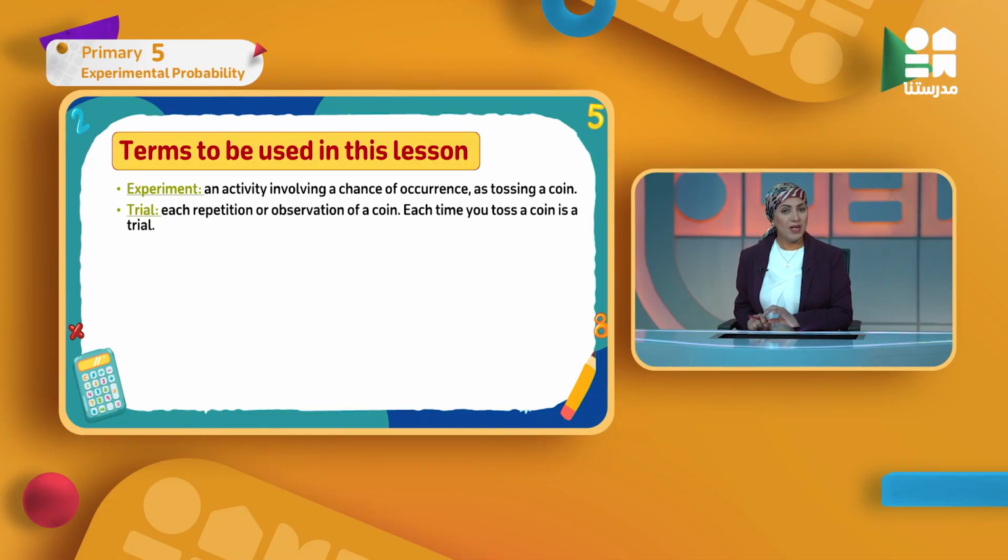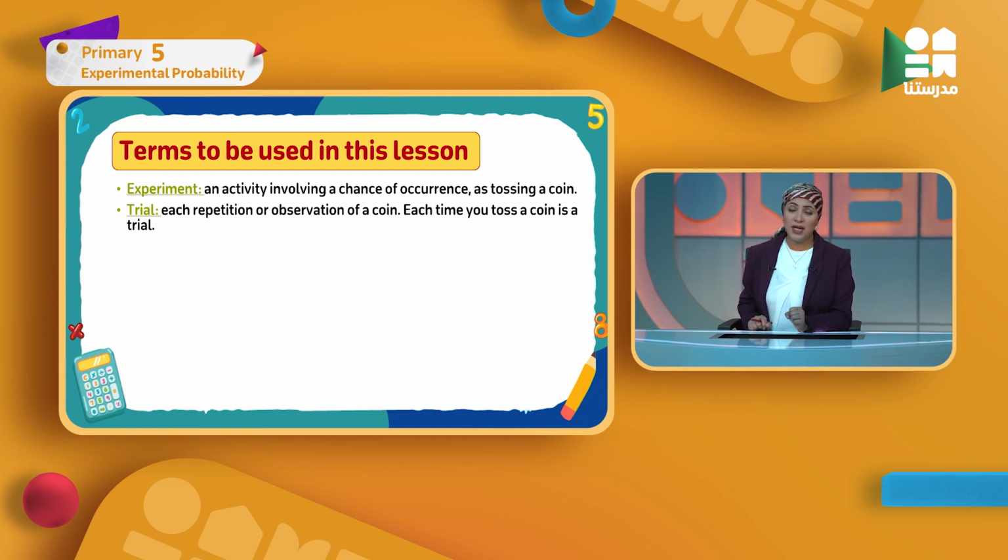طيب. What does it mean the word trial? Trial جاية من try, to try something. Okay? So a trial اللي هي محاولة. كم مرة حاولت عشان أطلع نتائج أو outcomes بتاعة experiment بتاعتي.